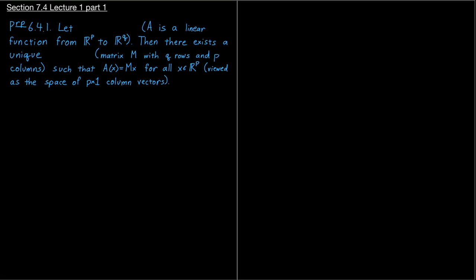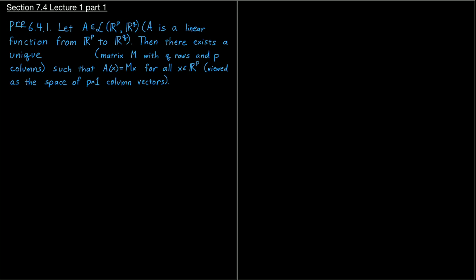For what we're going to do next, we're going to need to review a little bit of linear algebra. So let's start with proposition 6.4.1. This says that if A is a linear function from Rp to Rq, and let me remind you of some of the notation we use, this script L, Rp to Rq, is a shorthand for linear function from Rp to Rq.